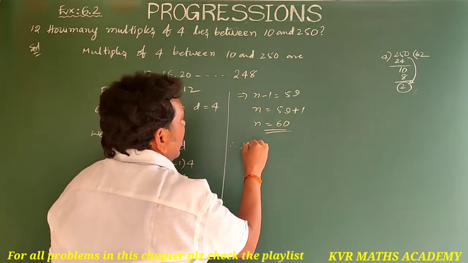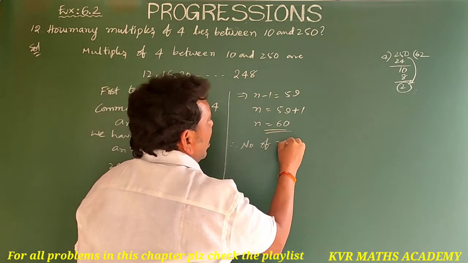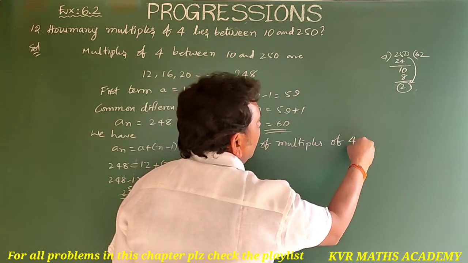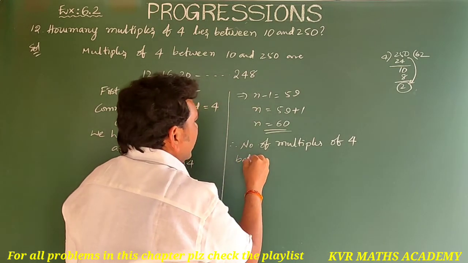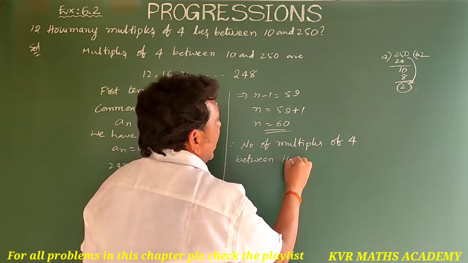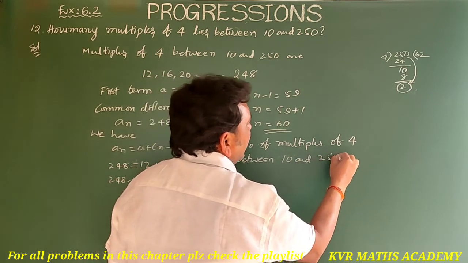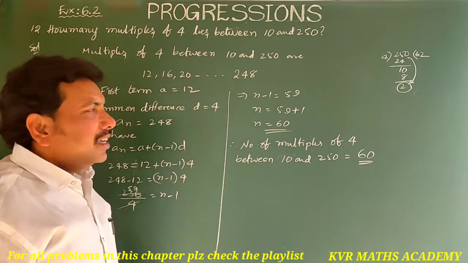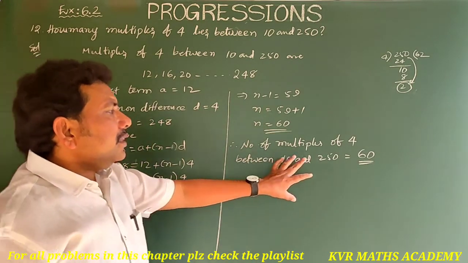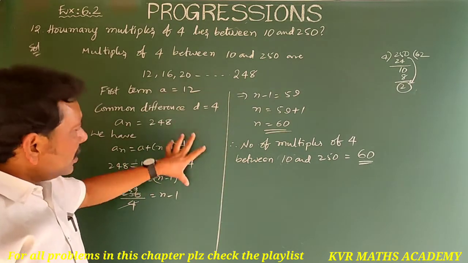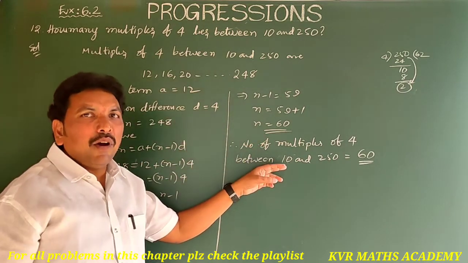Therefore, the number of multiples of 4 between 10 and 250 is equal to 60. Understood? So this is a 1 or 2 marks question. If you do it in this way, you will get full marks.